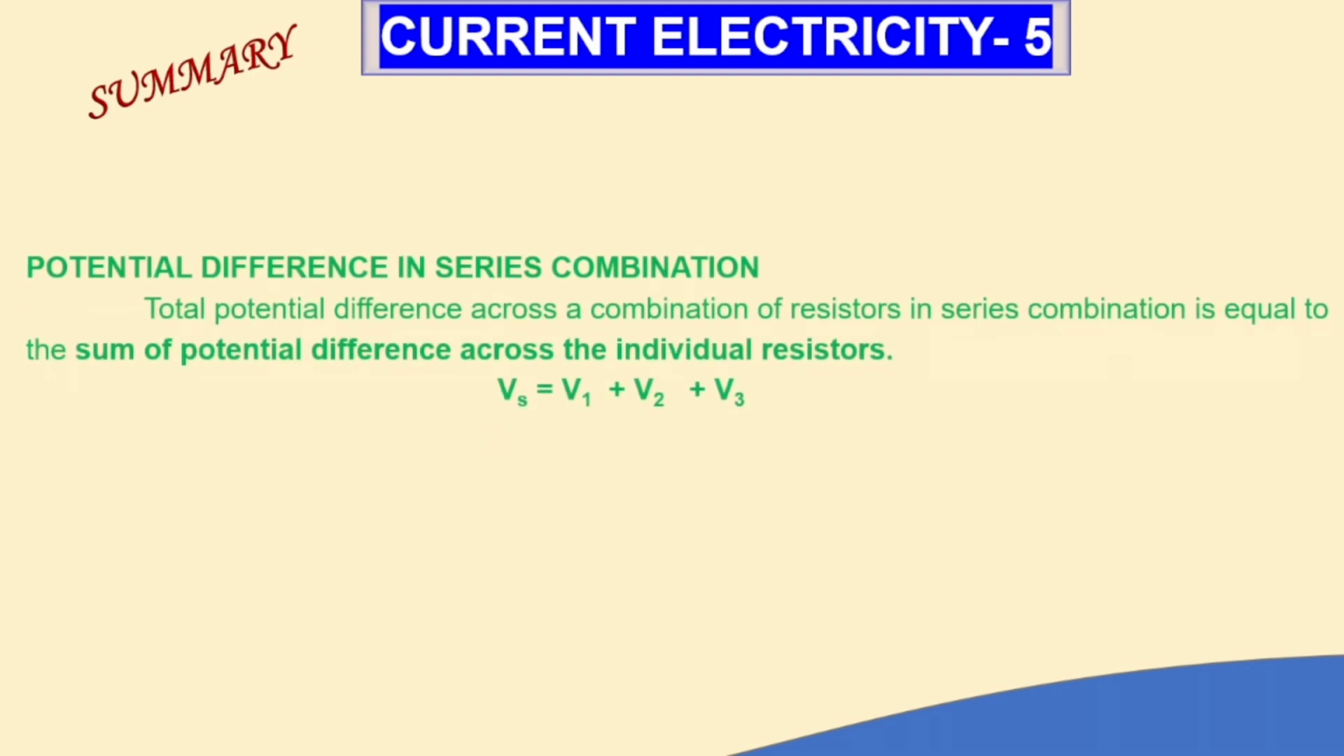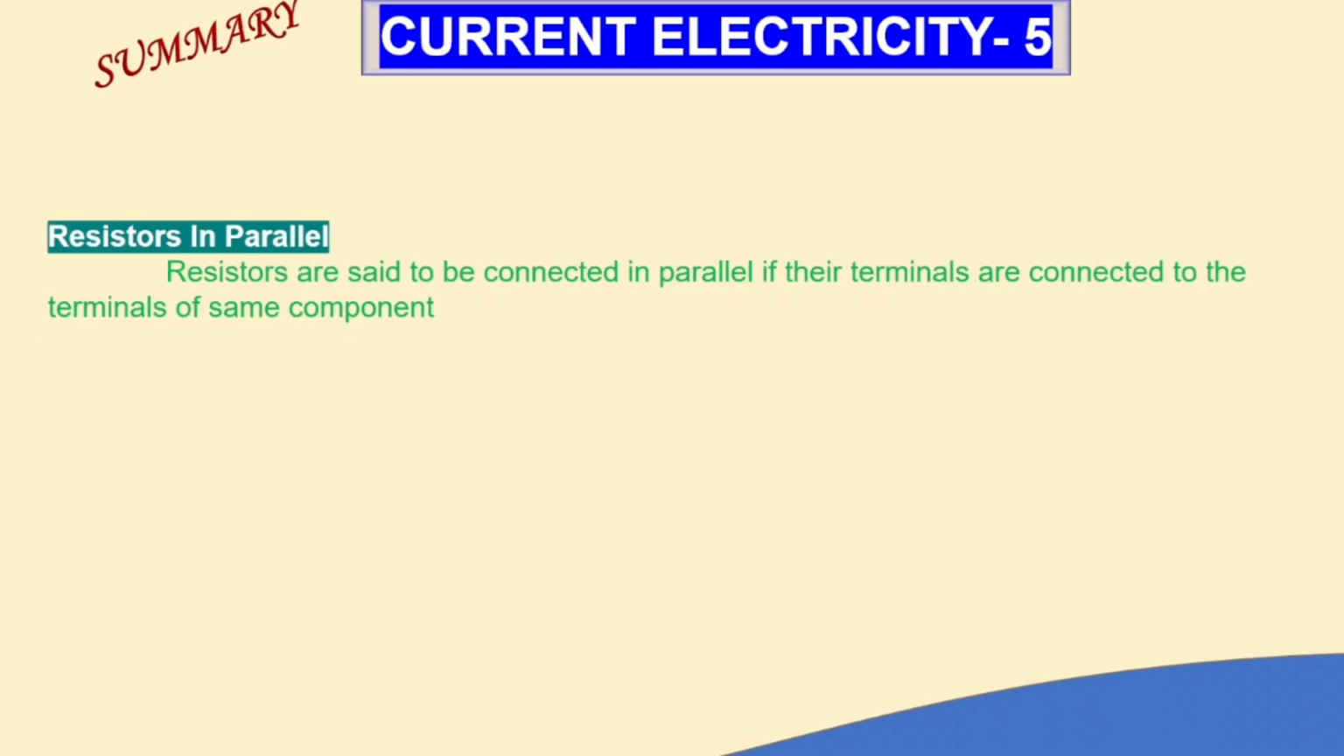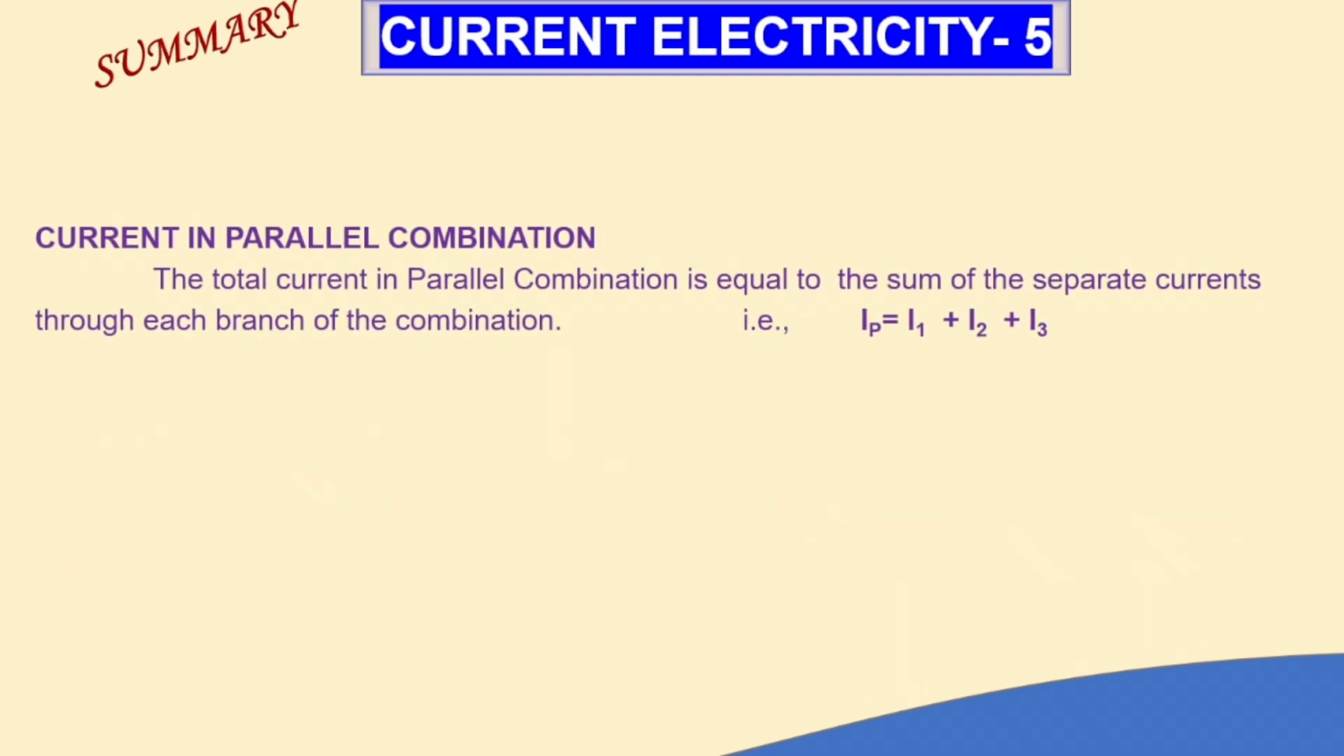Potential difference in series combination: total potential difference across a combination of resistors in series combination is equal to the sum of potential difference across the individual resistors. That is, Vs equals V1 plus V2 plus V3. Resistors are said to be connected in parallel if their terminals are connected to the terminals of same component. Current in parallel combination: the total current in parallel combination is equal to sum of the separate currents through each branch of the combination. That is, Ip equals I1 plus I2 plus I3.